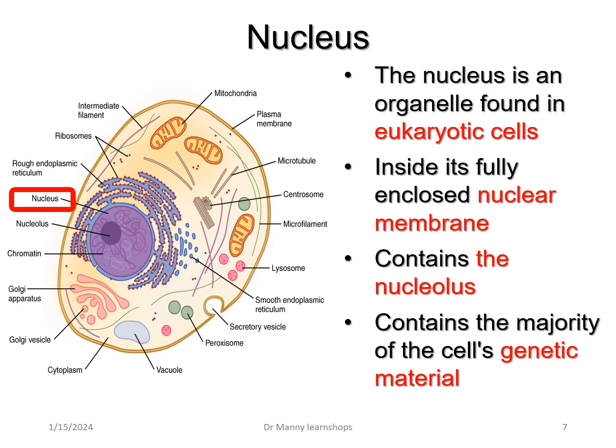Now, the nucleus is an organelle only found in eukaryotic cells. It's fully enclosed in a nuclear membrane or covering, and it contains a body called the nucleolus. And the nucleus contains all our genetic material, DNA, chromosomes, so that we can pass that on to our genetic offspring.